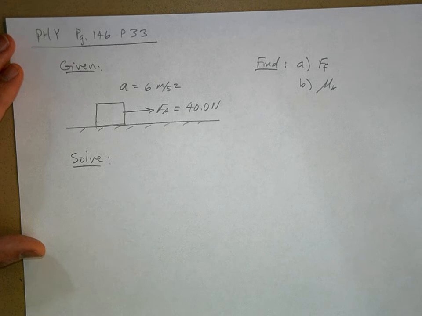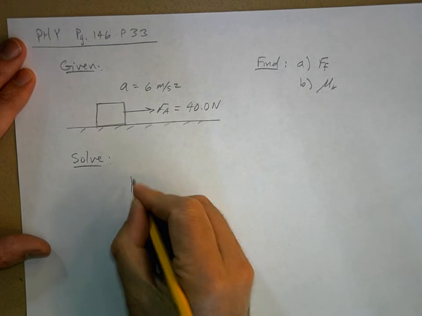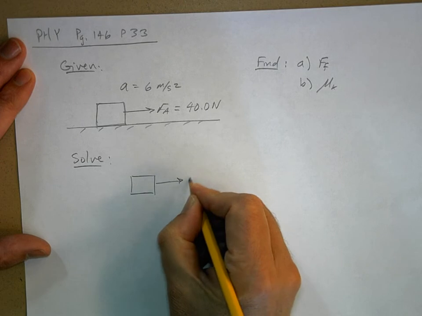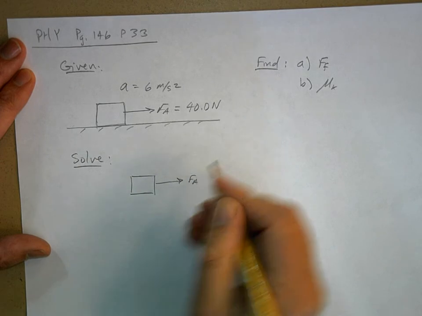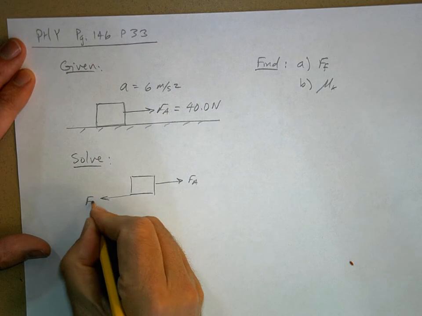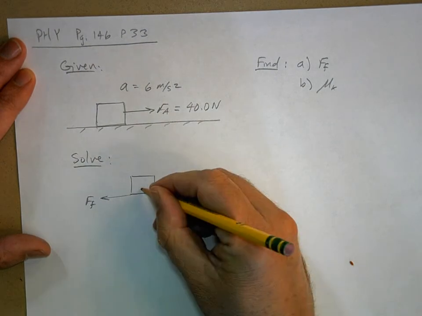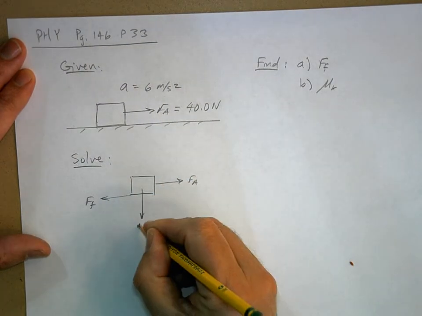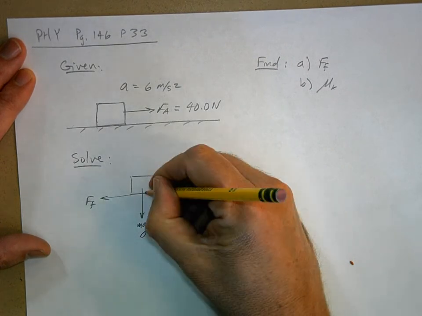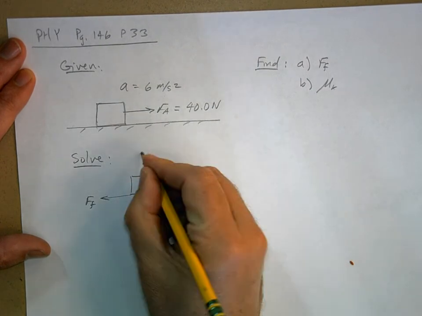Okay, so now I'm going to do step two. Let's draw a free body diagram. What forces are acting on this? Well, of course, I've got the 40 Newton applied force. I've got friction, that's what I'm trying to find. I drew that a little too big. Gravity's pulling it down. I'm going to write that as mg. And I've got a normal force.